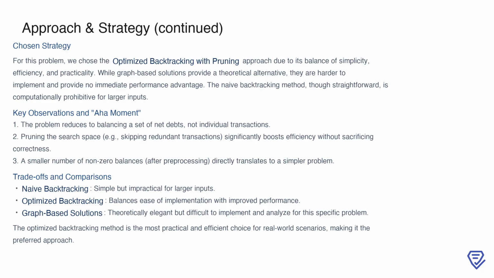First, the problem can be reduced to balancing net debts rather than focusing on individual transactions. Second, pruning the search space, such as by skipping redundant transactions, dramatically improves efficiency without compromising correctness. Lastly, pre-processing the data to reduce the number of non-zero balances simplifies the problem even further. By comparing the trade-offs, it's clear that optimized backtracking is the most practical and efficient choice for solving real-world instances of the problem. This approach ensures a robust solution while keeping implementation complexity manageable.